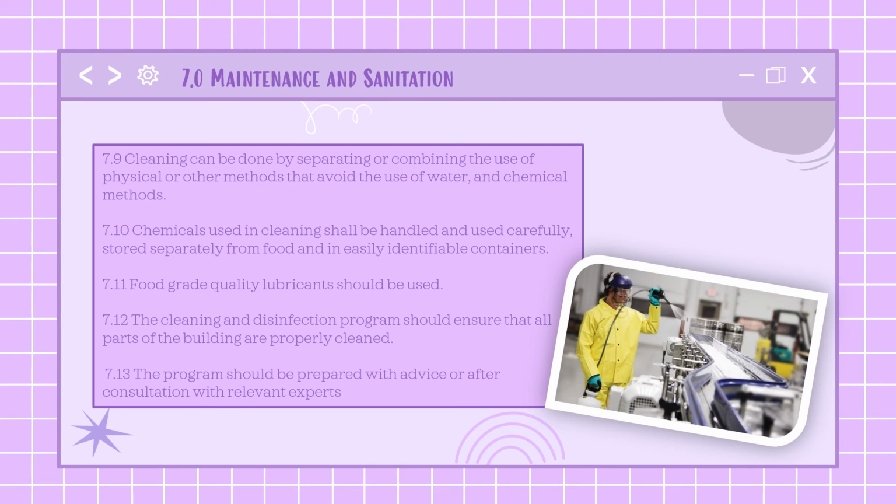Cleaning can be done by separating or combining the use of physical or chemical methods or other methods that avoid the use of water. Chemicals used in cleaning shall be handled and used carefully, stored separately from food and in easily identifiable containers. Food-grade quality lubricants should be used. The cleaning and disinfection program should ensure that all parts of the building are properly cleaned. The program should be prepared if advised or after consultation with relevant experts.